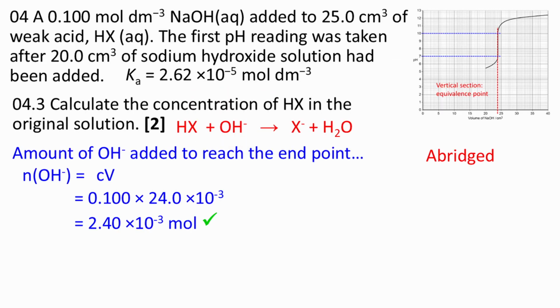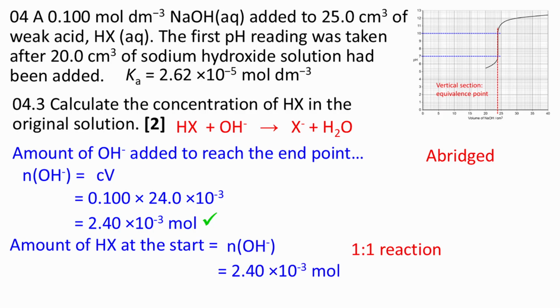Next, we have a moles calculation. Using the graph from earlier, we can see that 24 centimeters cubed of sodium hydroxide is required to reach the endpoint. The amount of hydroxide added to reach the endpoint is given by number of moles is equal to concentration multiplied by volume. The concentration of sodium hydroxide is given in the question, 0.100 mole per decimeter cubed. This is multiplied by the volume of hydroxide ions, but this must be in decimeters cubed, hence 24.0 times 10 to the minus 3. The amount of sodium hydroxide is equal to the amount of hydroxide ions. This works out to be 2.40 times 10 to the minus 3 mole.